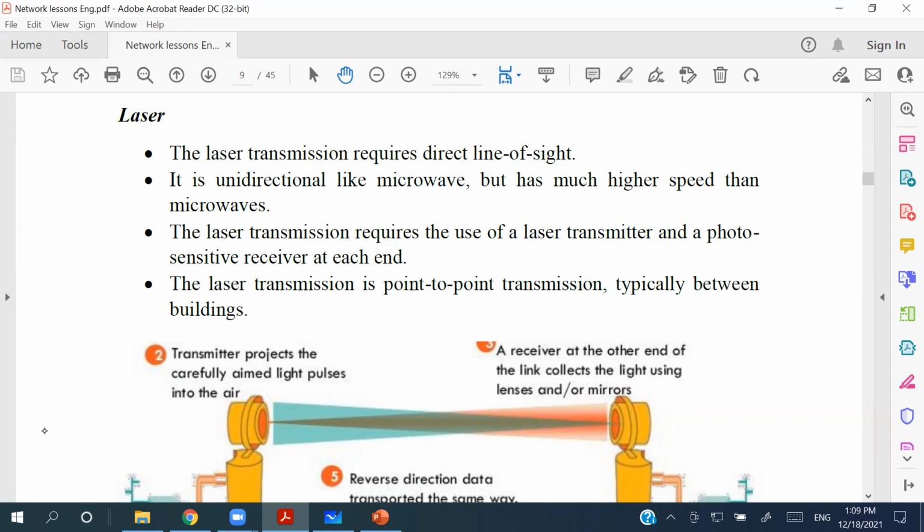It won't go through some particular objects. Through glass, it is going to go. But a wall is going to cut down the laser beam, right? So they need specific senders and transmitting devices as well, which again is going to cost you. And again, you need a line of sight as well. But if you have all these things, it's a very speedy transmission mode, because we are communicating with the help of light.